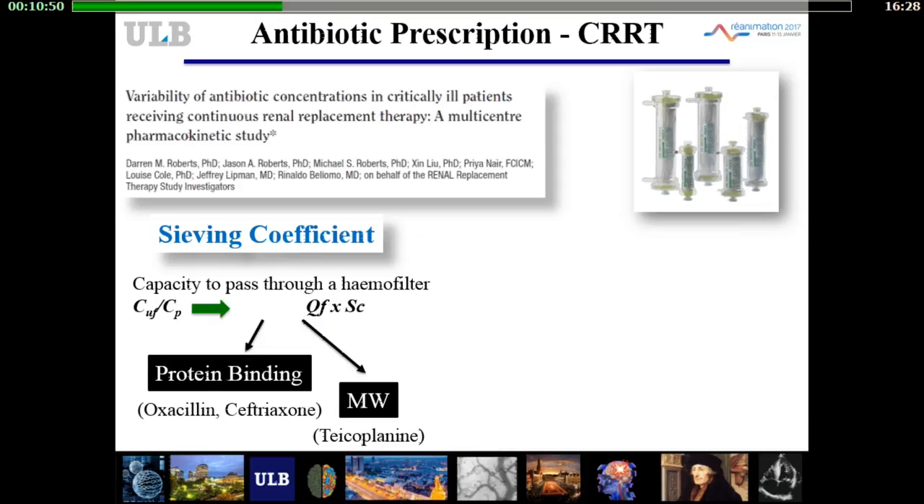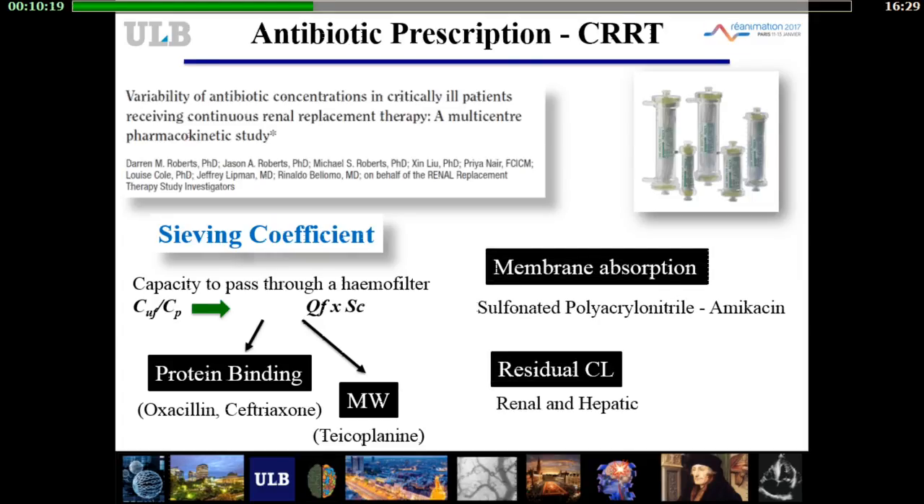Concerning the device, the sieving coefficient, which is the capacity of a drug to pass through the hemofilter, will be dependent essentially on 2 factors. One is the molecular weight. Teicoplanin has a very high molecular weight and is not very well eliminated by CVVH, or by renal replacement therapy in general. And protein binding. If a molecule is highly bound to protein, like oxacillin, the possibility that your RRT will eliminate this drug is very poor.